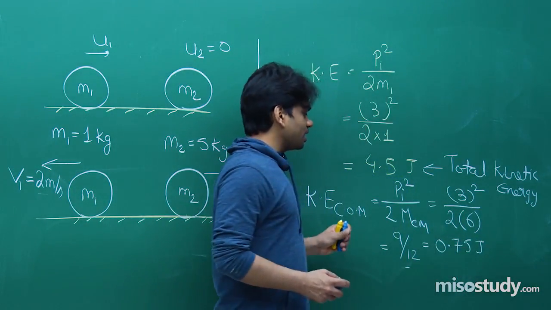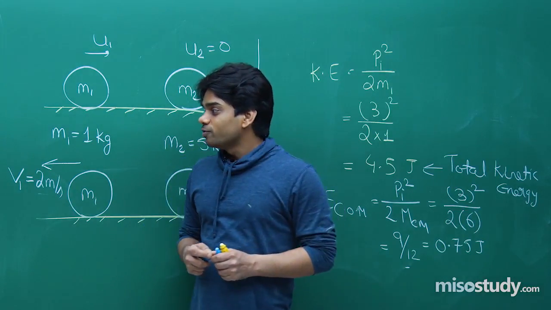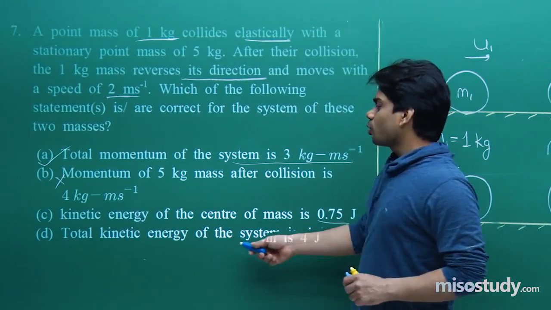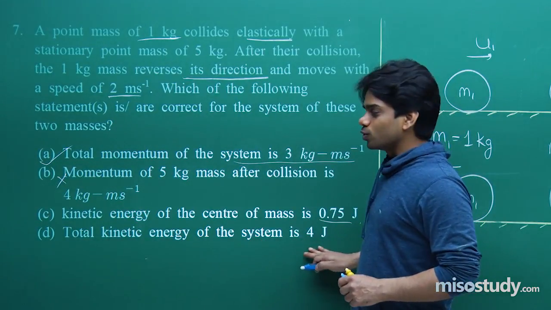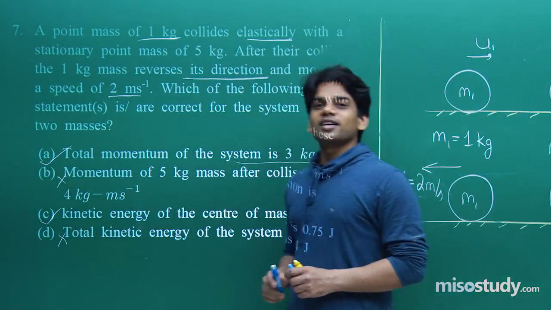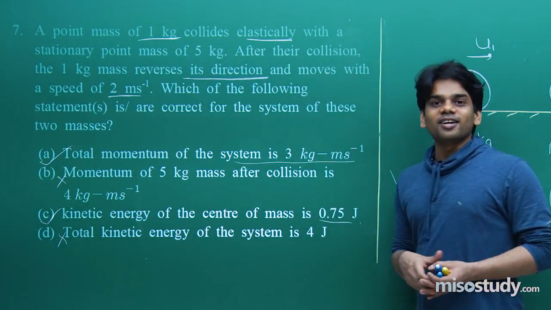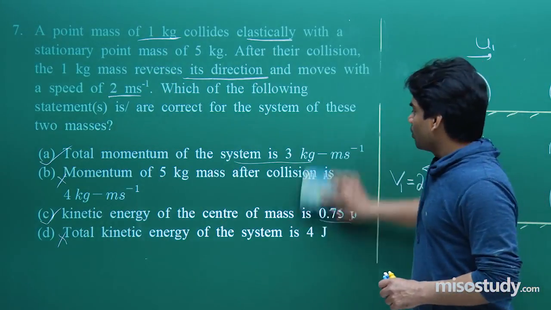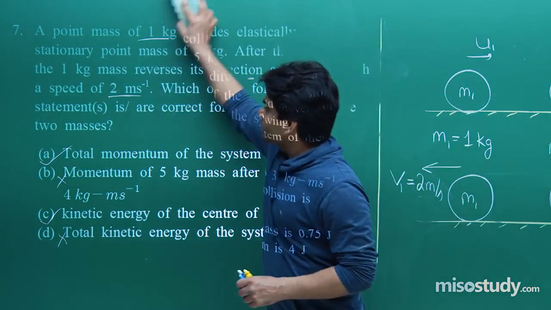So option number C, that is kinetic energy of center of mass, that is 0.75 joule. Let's go to option number C. This is correct. And total kinetic energy is 4.5 joule, not 4 joule, so this is incorrect. So option number C is correct. Option number A is correct. B and D are incorrect for this question. I hope that you have obtained how to solve such a question. Let's go ahead with the next one.